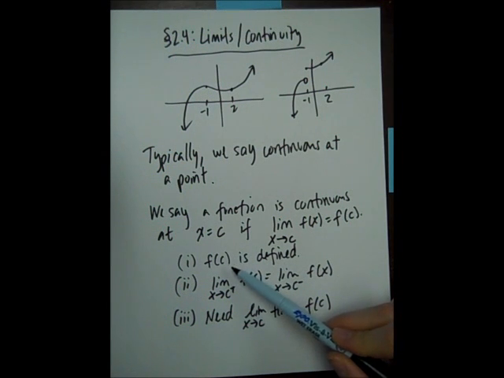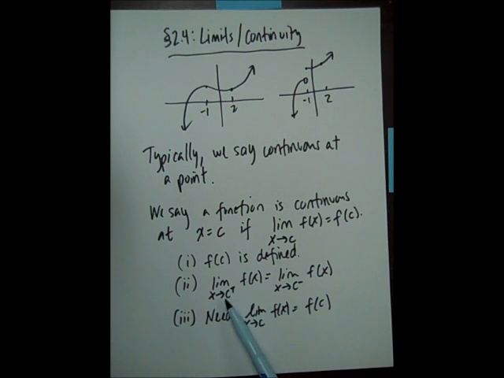Number 1, f of c needs to have a value. I need to be able to plug in c to my function. Number 2, the left and right-hand limits need to be the same. And number 3, that limit has to be the function value. So that's the formal definition of a function being continuous at a point. If it's continuous over an interval, we would say it's continuous over an interval. If it's continuous over all real numbers, we say it's continuous over all real numbers. So you can always use the term continuous at more than one point, but typically we're talking about at a point.